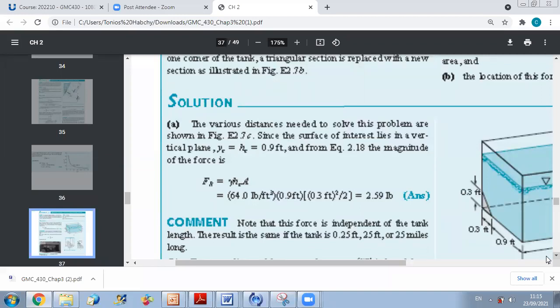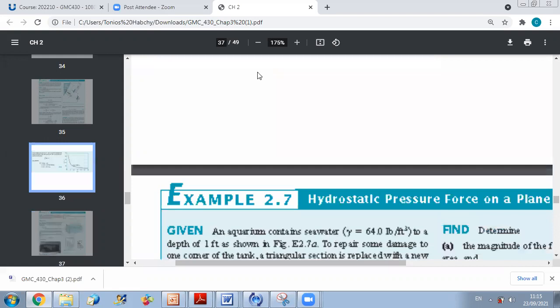The value of g is given, or rather we don't need to use g here because they gave us gamma directly. Okay, they gave us gamma, but what is gamma? Gamma is rho times g. So instead of giving gamma, if they give you the density rho, in SI units rho is in kilogram per meter cube.